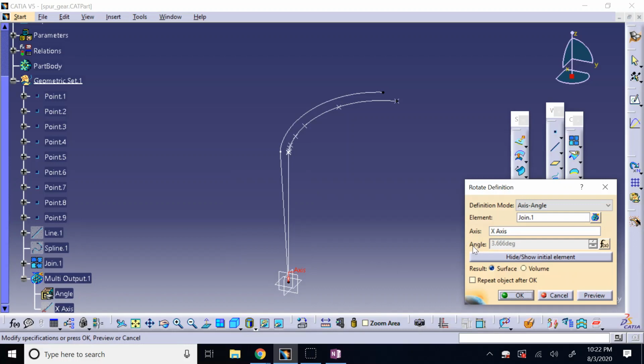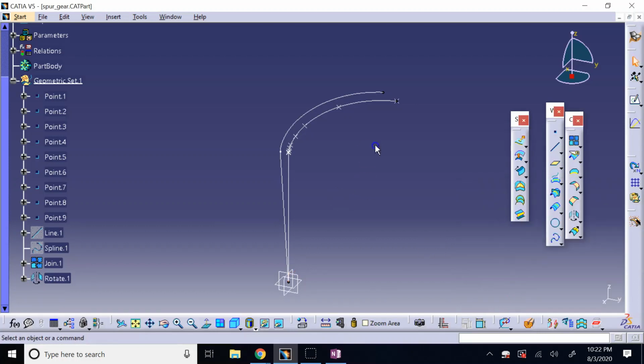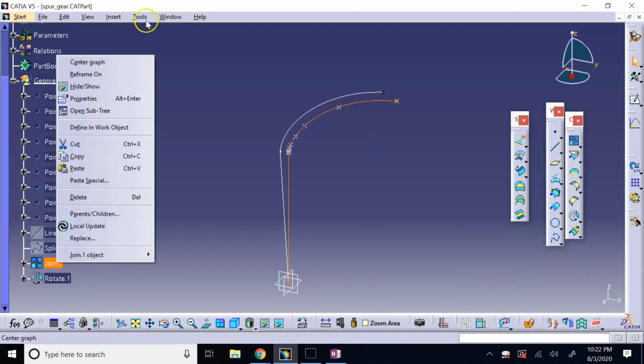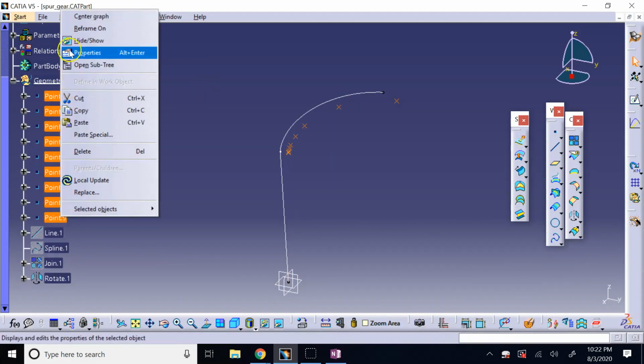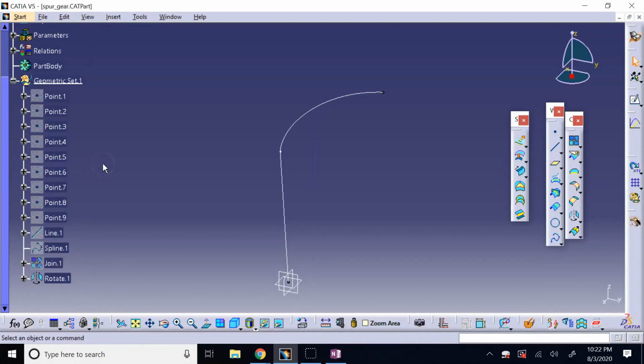Okay, and you see now it is rotated. Yes, you can clearly see that. I don't need the original one, so I'm gonna hide it. I need this new one, and I can hide all of these points too if I don't need them anymore. I just need this guy. Yes. Now I need to mirror that about the XZ plane. So I need to use the mirror command.